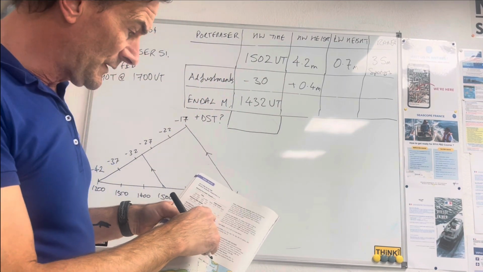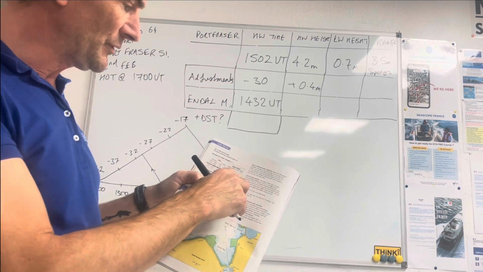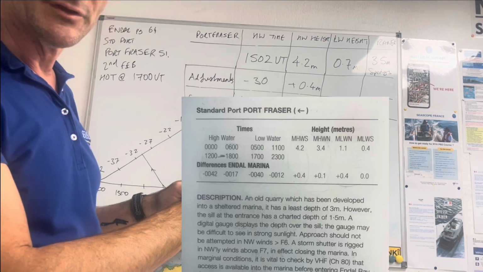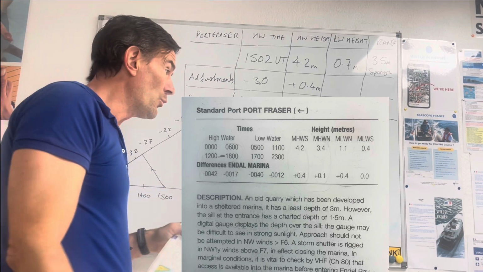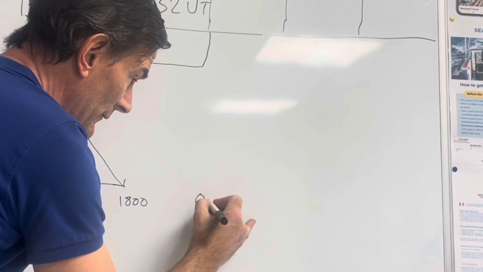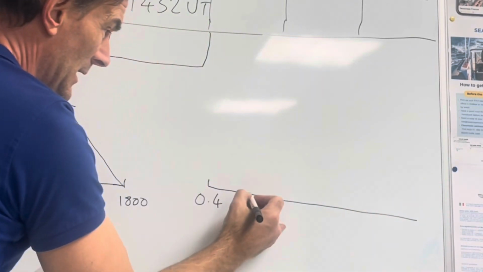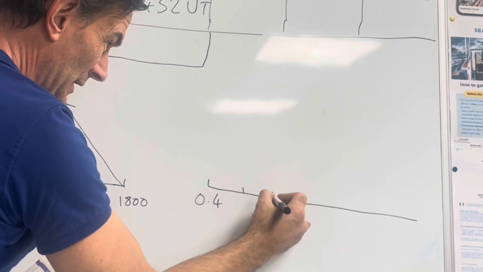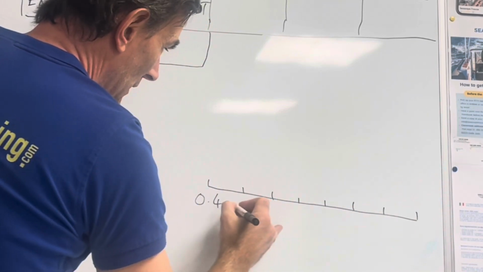Looking at the low water then, we've got 0.7 meters. Well, we can see that 0.7 meters is not one of the numbers given for low water. It's somewhere in between 0.4 and 1.1. So if we're looking for somewhere in between 0.4 and 1.1, I would suggest that we put 7 even notches along here and mark those off.